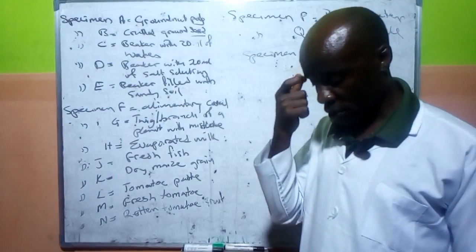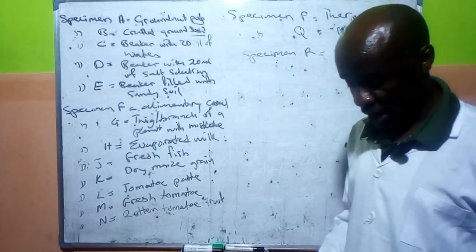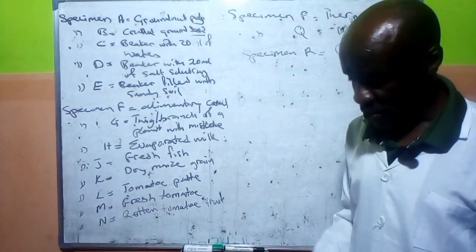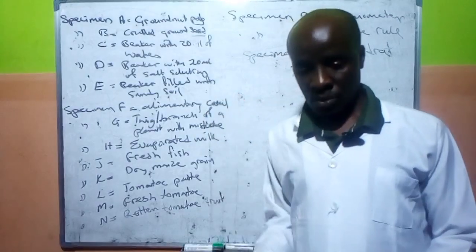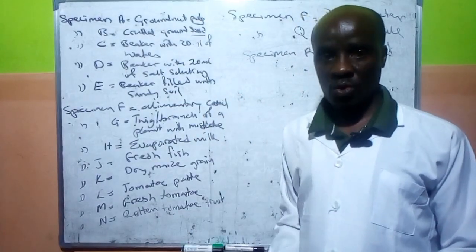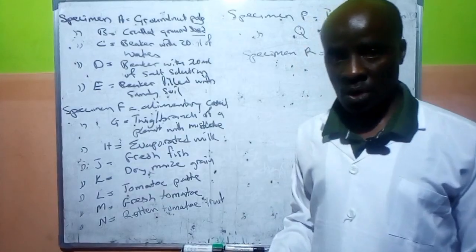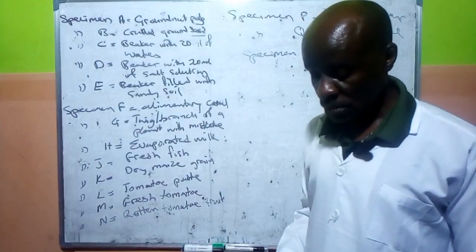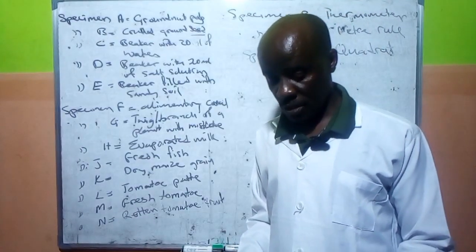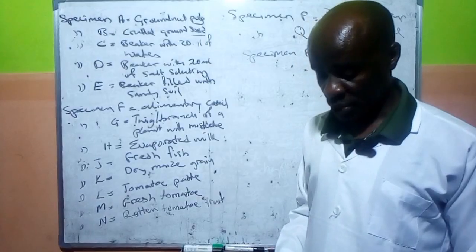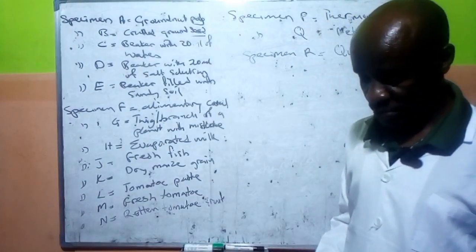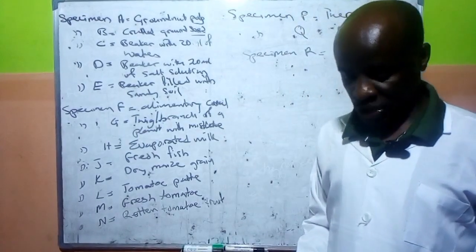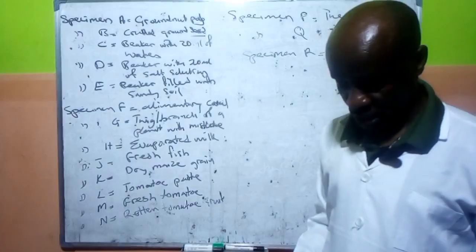Specimen F, a portion of alimentary canal of a small animal from esophagus to the end of the stomach, meaning that we're going to stop at the stomach and leave the rest behind. The next one is specimen G, which is a twig or branch of plants with mistletoe. The next one is specimen H, which is evaporated milk.